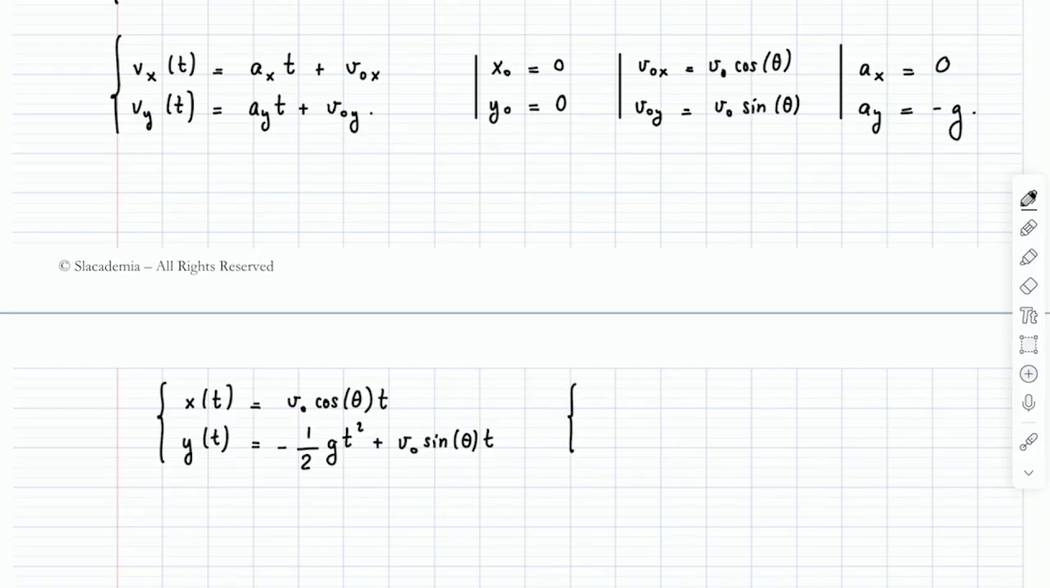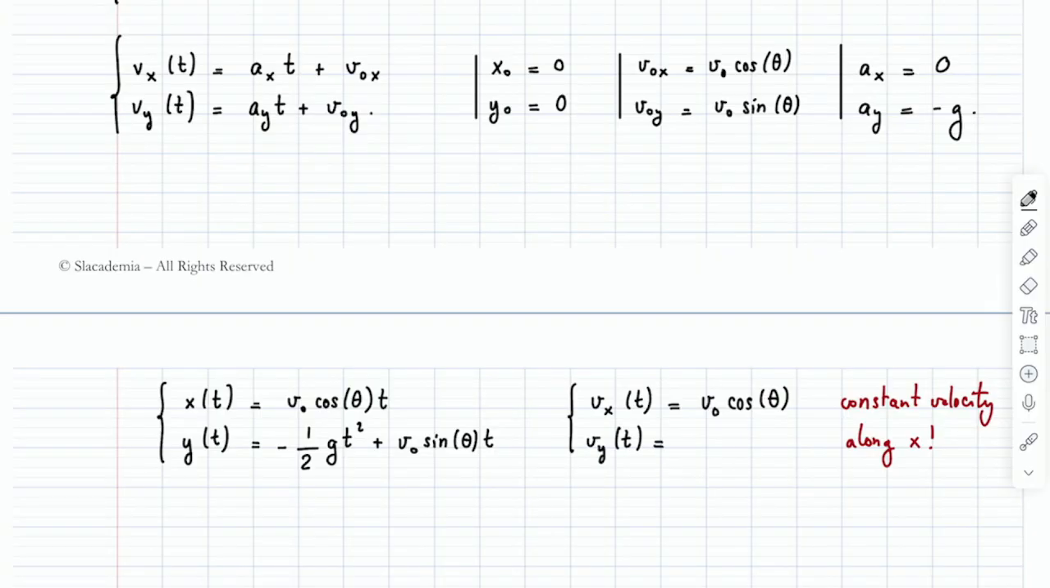The kinematic equations for velocity are going to be vx of t is equal to actually just v naught cosine theta. Right, so we have constant velocity along x, right, which is important. Okay, it tells you that the shadow of the golf ball on the grass moves at constant velocity. Okay, so then minus gt plus v naught sine theta, that is vy of t.